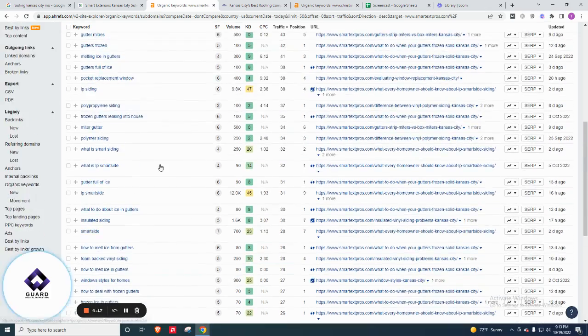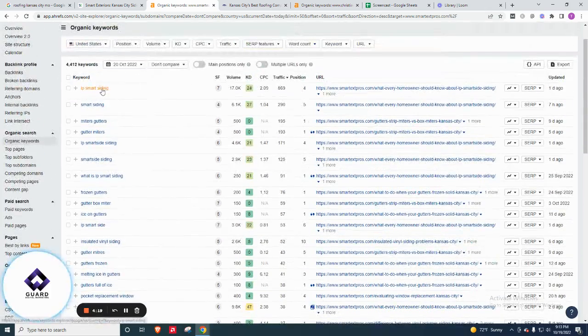Okay, so these are the first keywords that I'm seeing you getting the most traffic from. So if you're looking for overall traffic, great. If you're looking for people coming into the website to get services from you, not so great, right?